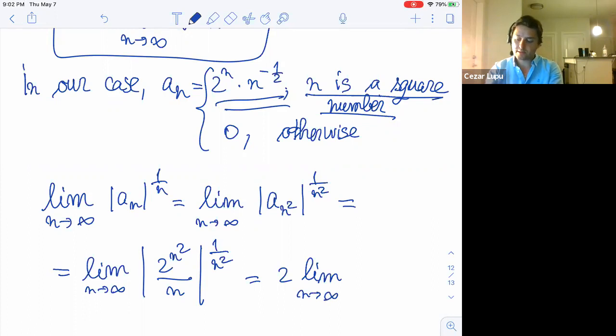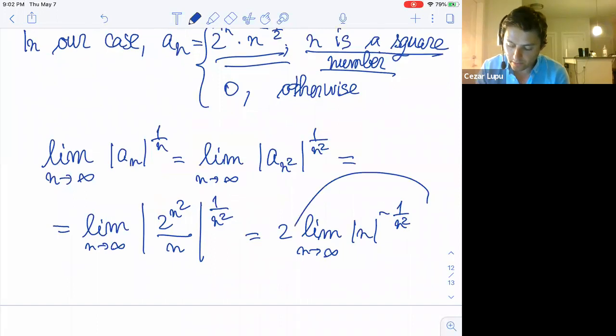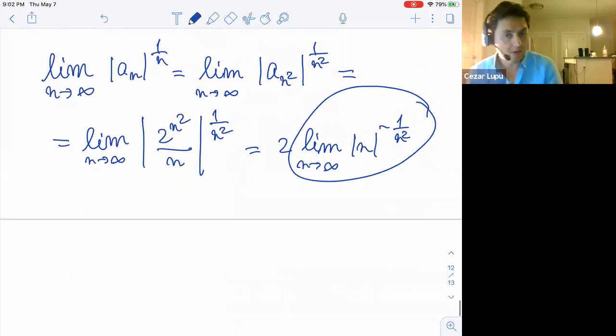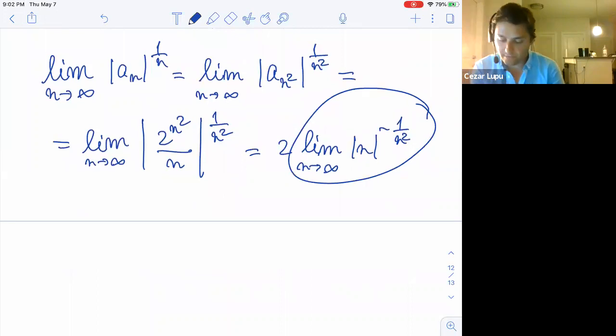So this will be the limit as n approaches infinity of, what do we have there? The absolute value of n, everything to the power negative 1 over n squared. Now we have to compute the limit of this, and we have to go back to advanced calc 1. And here is the trick. So the trick is the following.